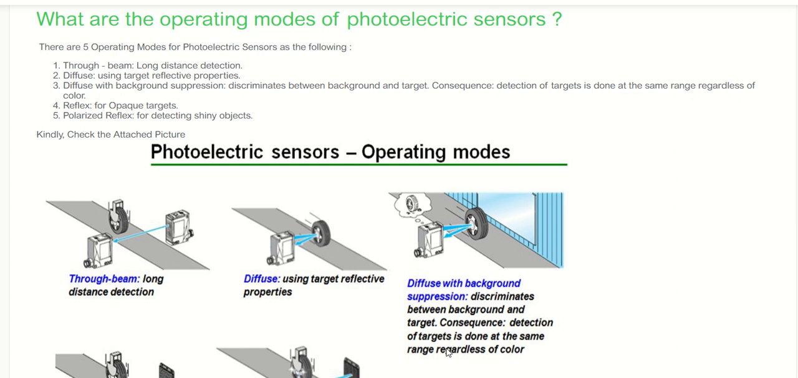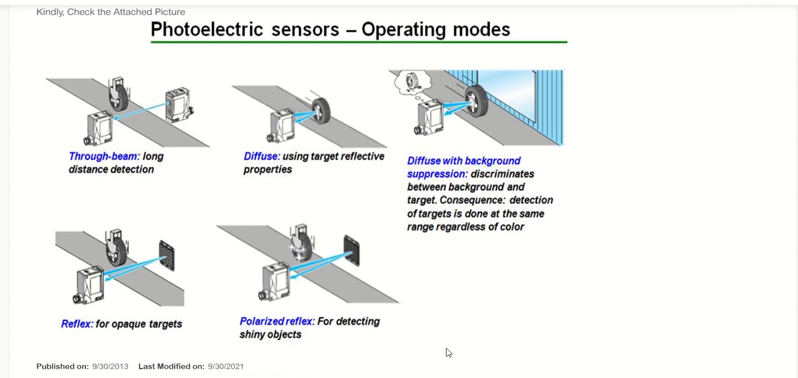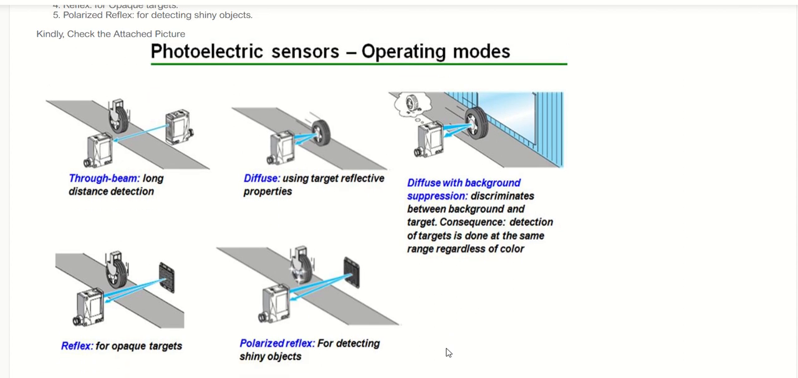The fourth operating mode is the reflex operating mode for opaque targets, which are not transparent, by the way.